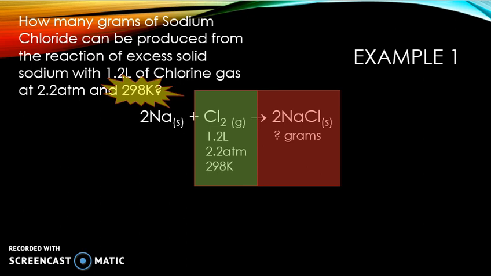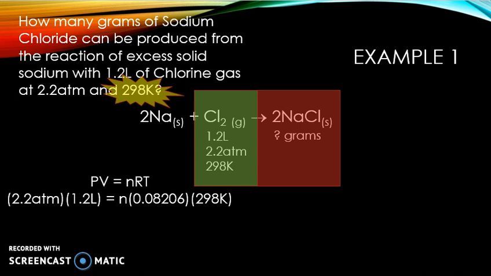Time to take those measurements that were given about chlorine and convert them into moles. So I notice that it's a gas. I can see that from its state symbol. And I know the method for converting it into moles is to use the equation PV equals nRT. So I'll plug and chug the values I've got into that equation and solve for the number of moles, which just happens to equal 0.11 moles. Now I'm ready to apply my mole-to-mole ratio.